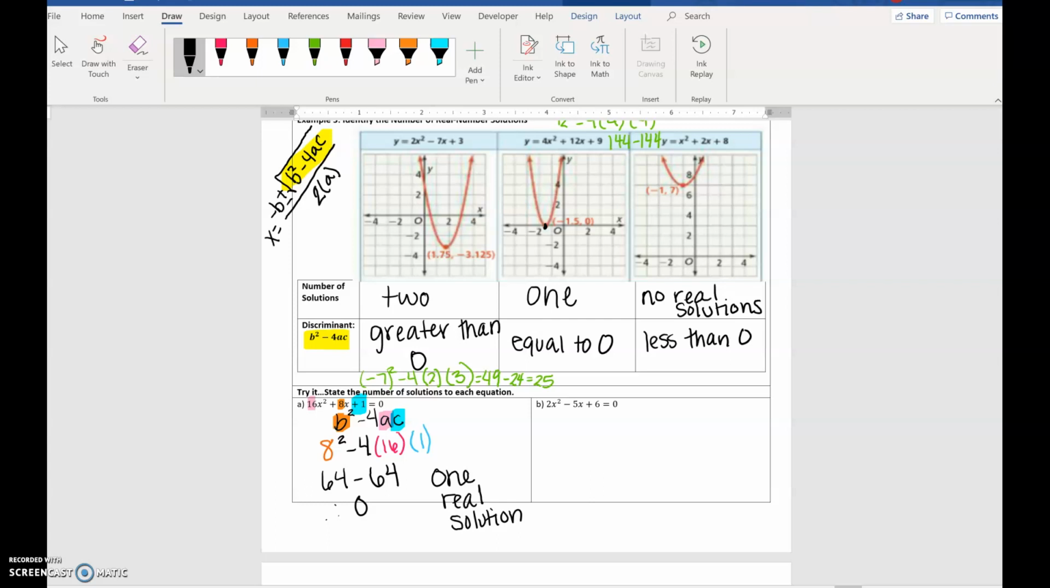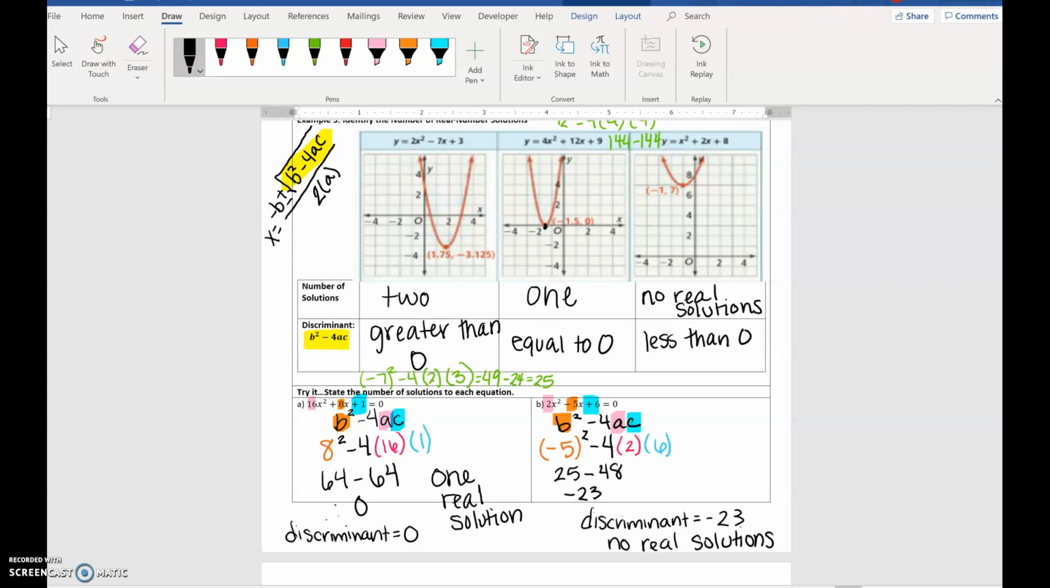Then go ahead and do the same thing with the next one. All right, and so then this one, again, b was -5, so -5 squared is 25. And then we did -4 times our a, which was 2, times our c, which was 6, and that over there became -48. 25 minus 48 is -23. So my discriminant equals -23, which is less than 0, and so there are no real solutions.